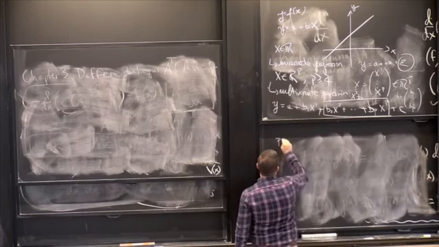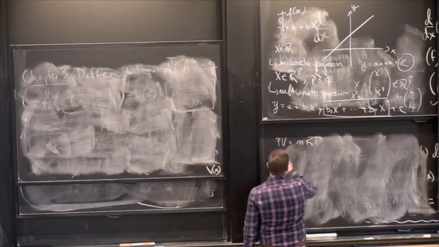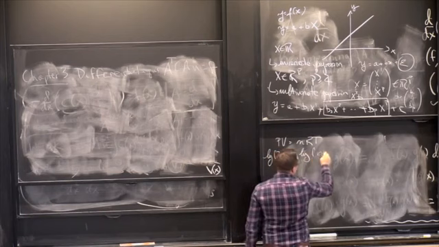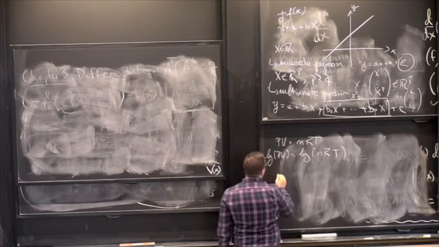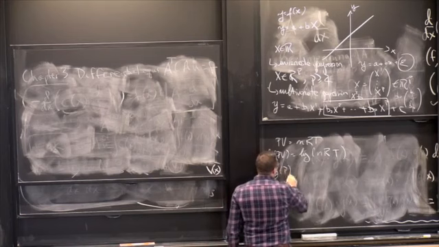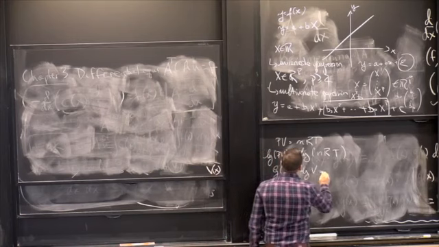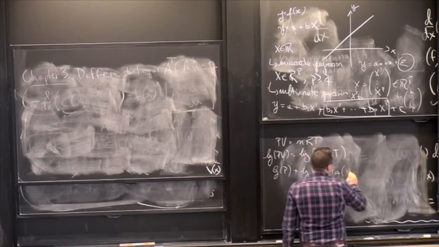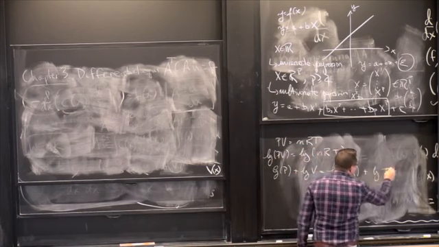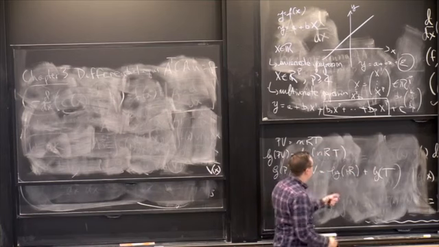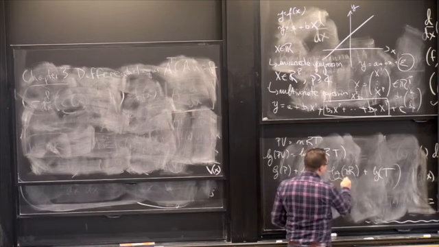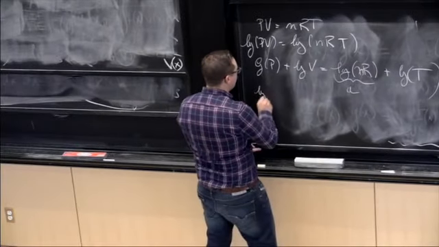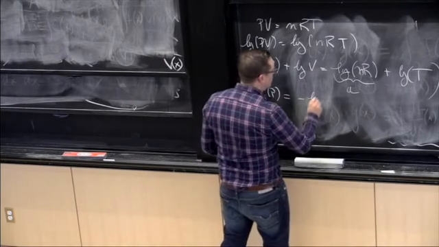Okay, so what that means is that log PV is equal to log nRT. So that means that log P plus log V is equal to log nR plus log T. Okay, so this here, we said that R is constant, so this is actually a constant. I'm going to call it A. And then that means that log P is equal to minus log V.